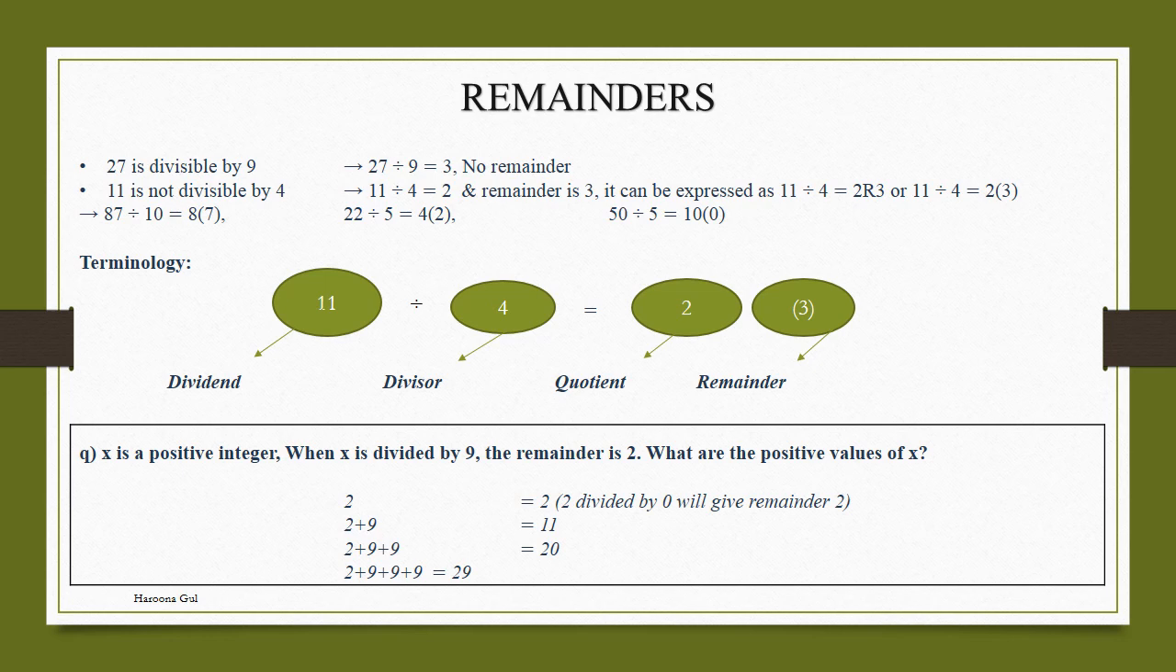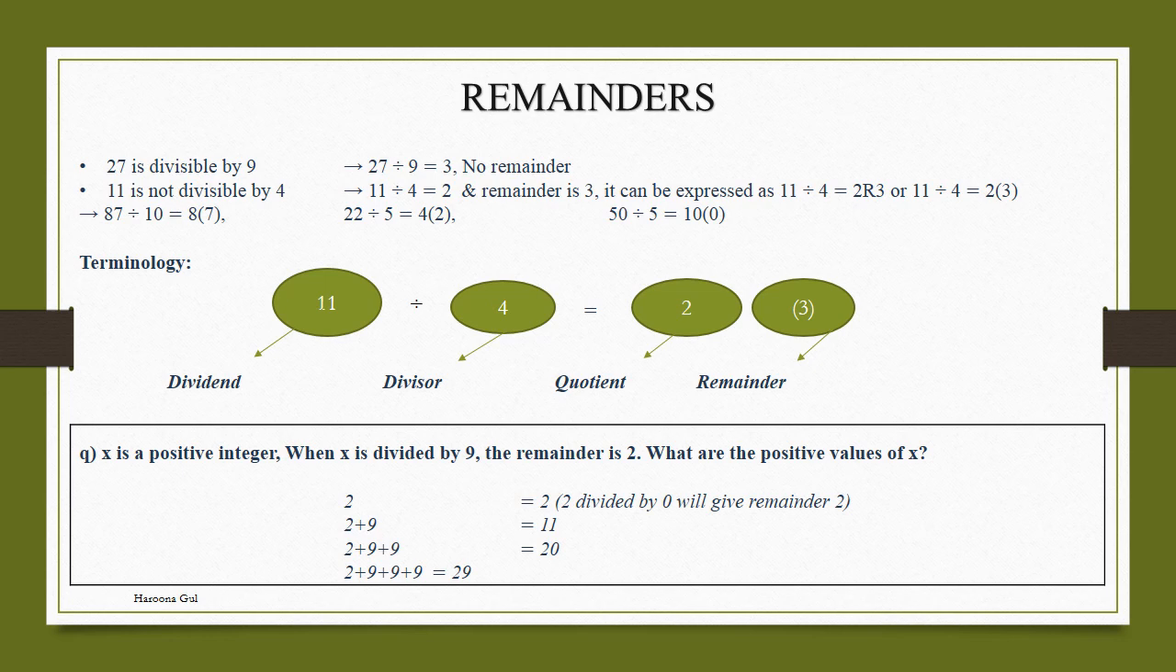Now, the terminology of this expression goes this way. 11 is the dividend, 4 is the divisor, 2 is the quotient, and 3 is the remainder. Now, if we have a question which says that x is a positive integer, when x is divided by 9, the remainder is 2. What are the possible values of x?